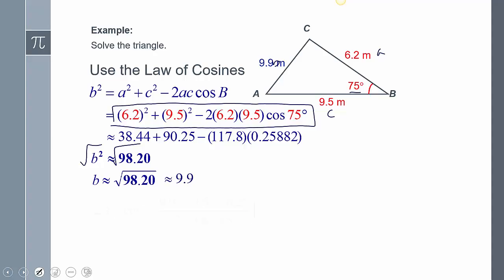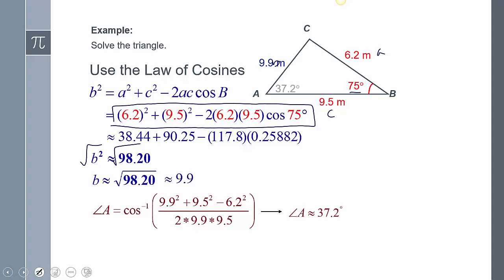Now that I have all three sides, I can then use the law of cosines to find the other angles. You can also now use the law of sines if you found that to be easier. And so if I just plug the information in for angle A, 180 degrees minus the rest.